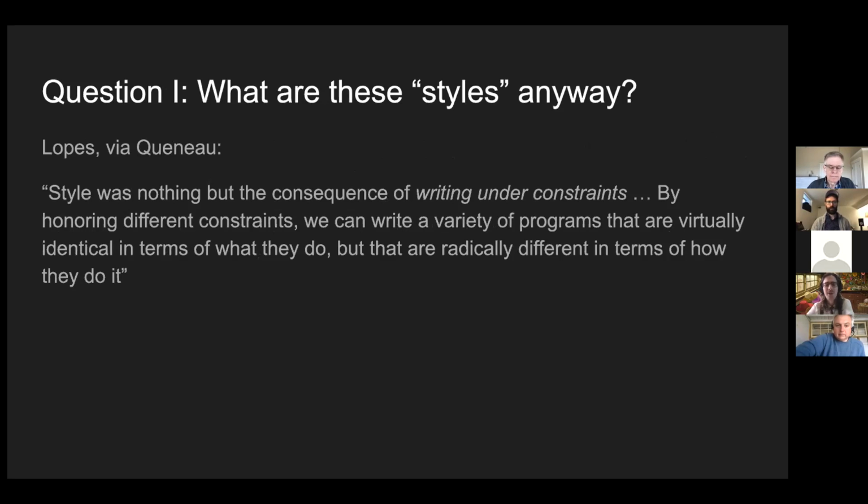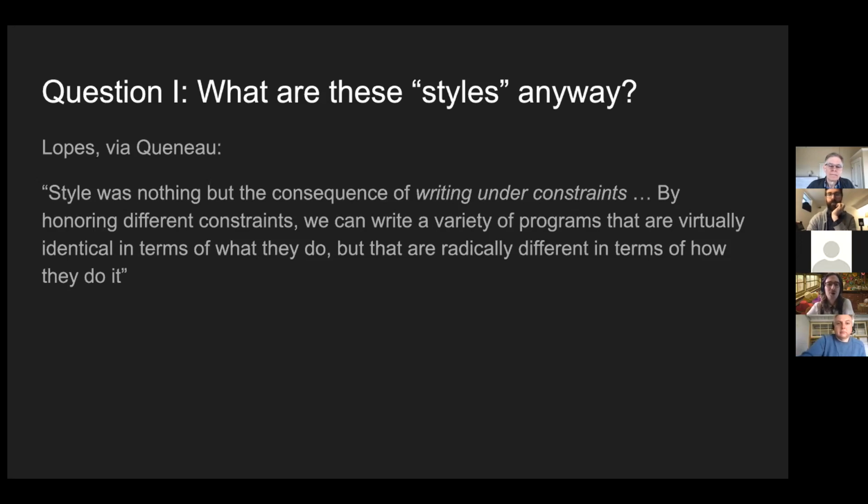So how does this book actually reflect what styles are? Lopez, much like Kernighan and Plauger, is inspired by a different text. Exercises in Programming Style introduces itself as a kind of analogy of the book Exercises in Style by the French writer Raymond Queneau, and I probably butchered that name. In referencing Queneau's work, Lopez says that style was nothing but the consequence of writing under constraints. By honoring different constraints, we can write a variety of programs that are virtually identical in terms of what they do, but radically different in terms of how they do it.